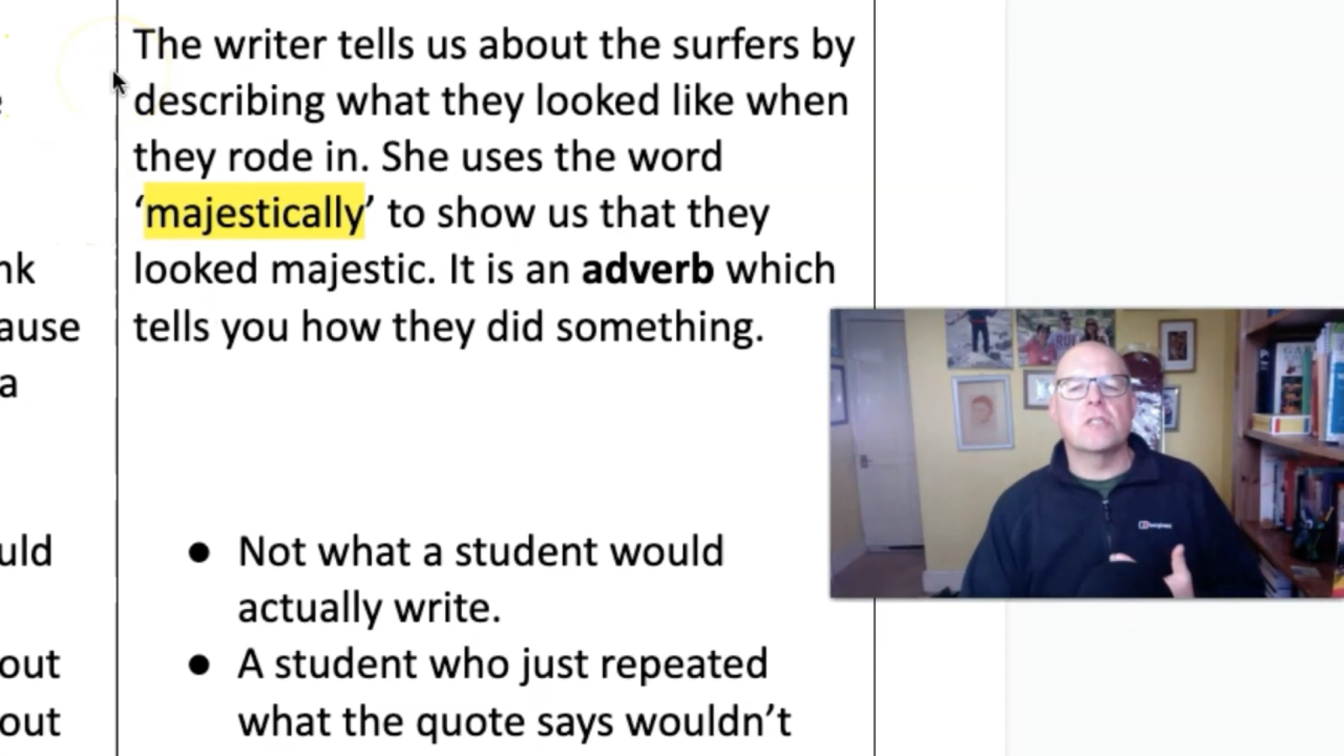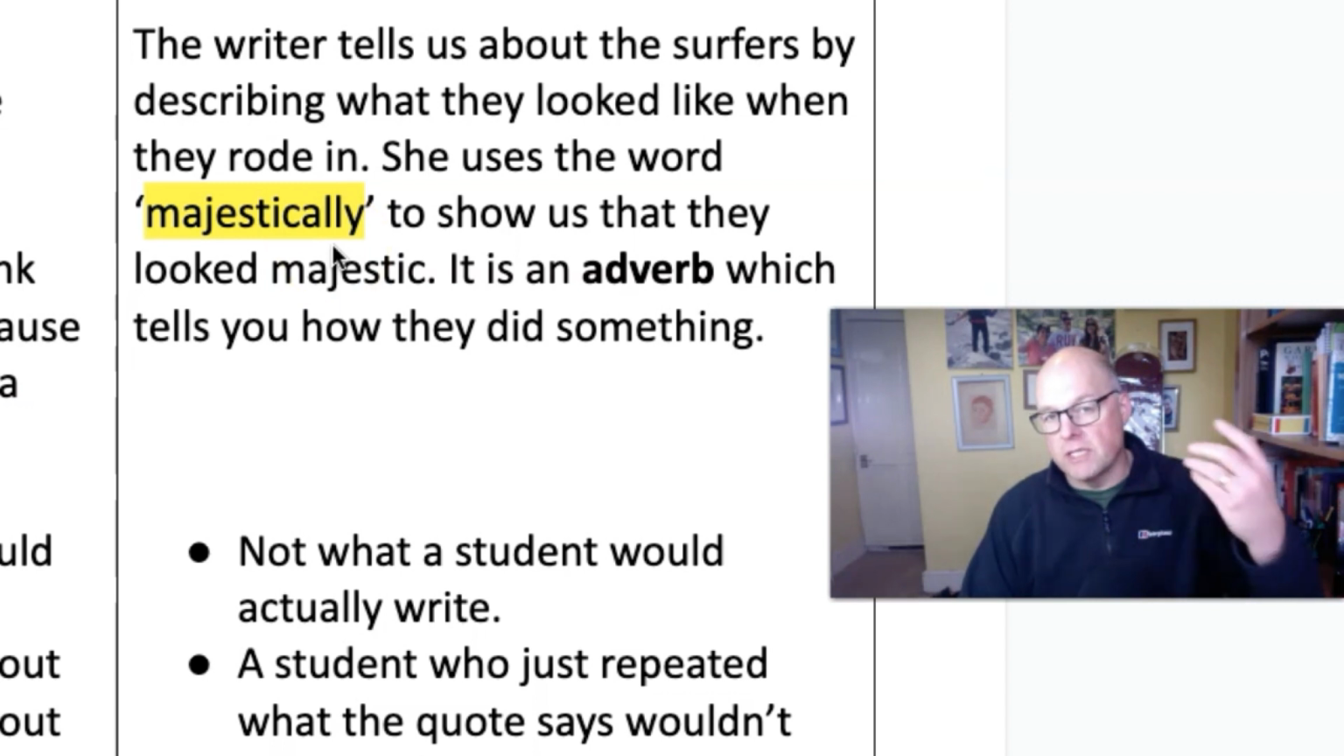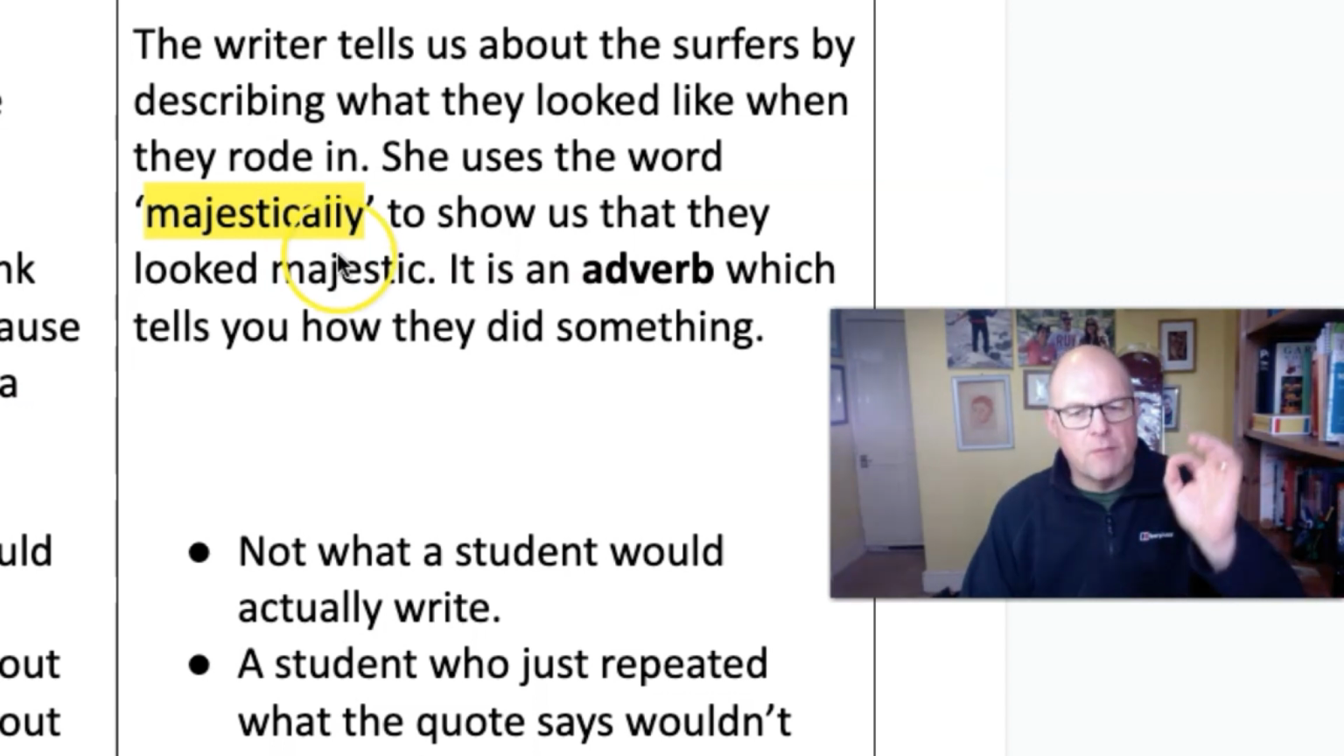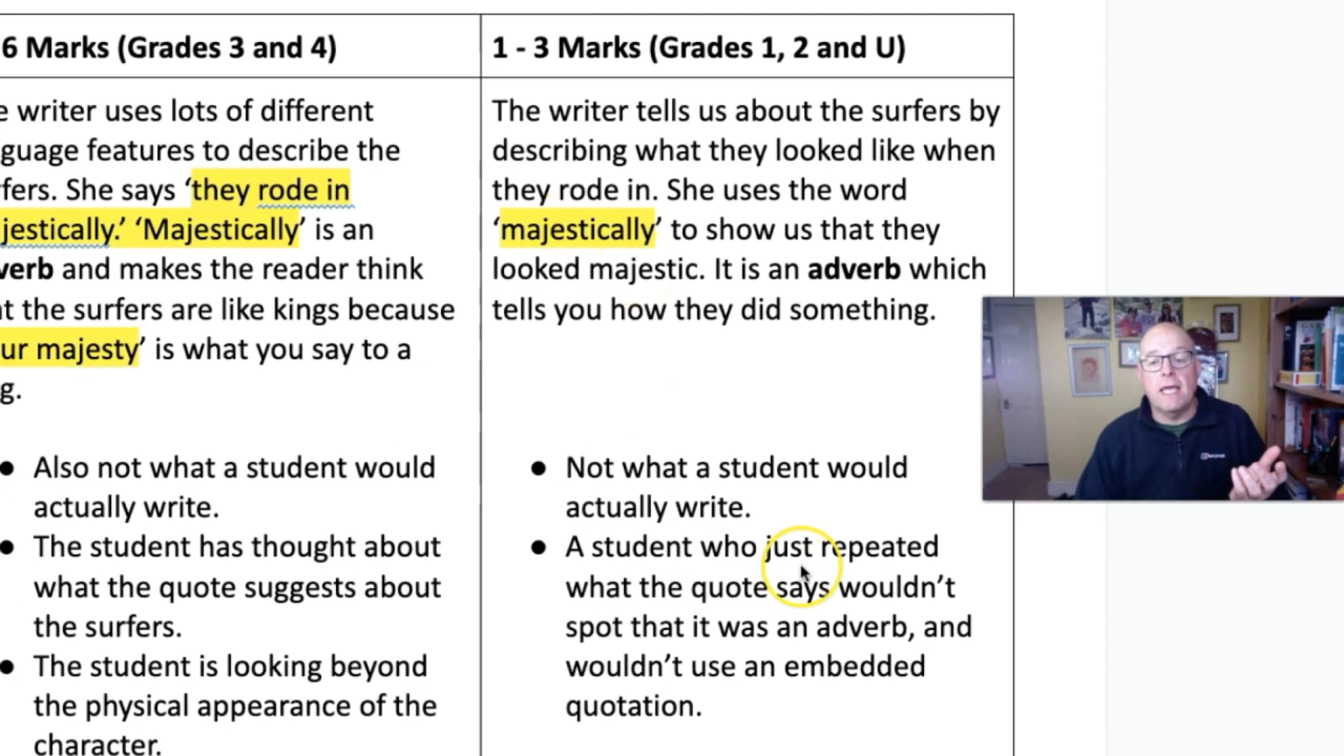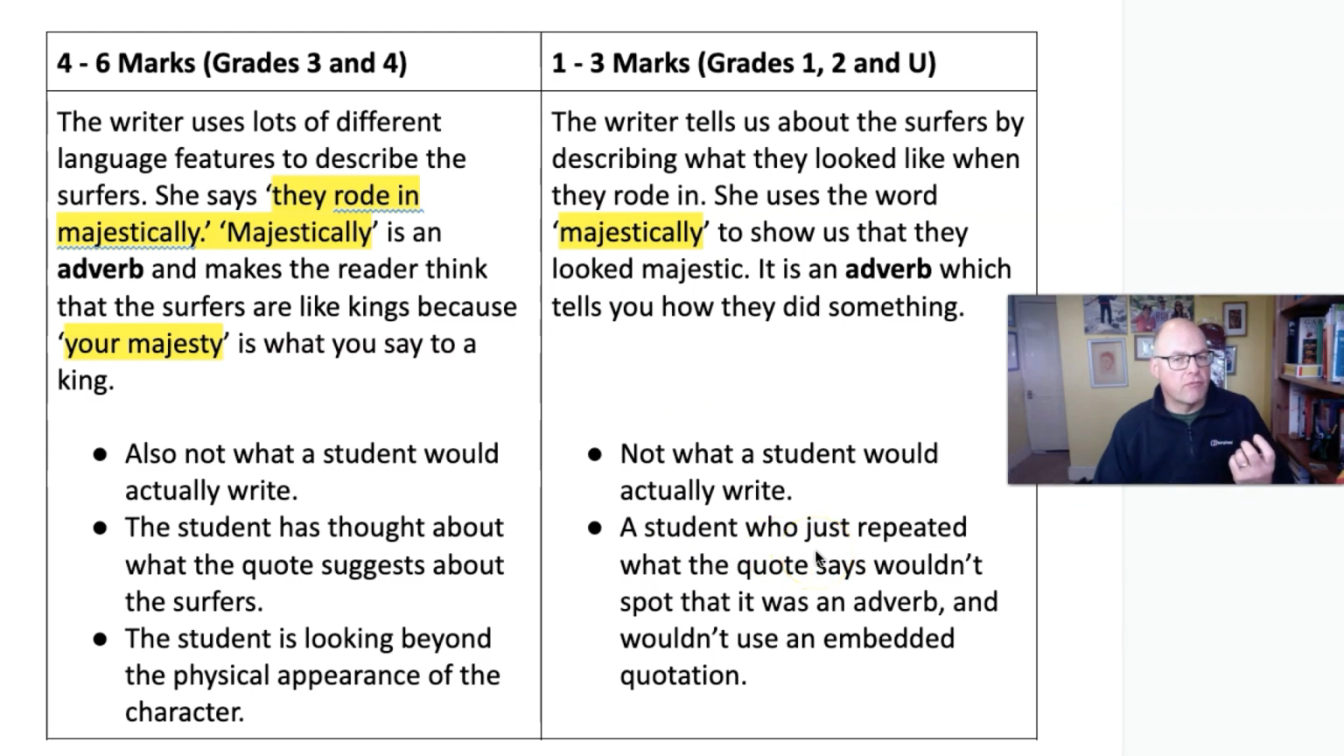The writer tells us about the surfers by describing what they looked like when they rowed in. She uses the word majestically to show us that they looked majestic. So this is a fabulous embedded quotation, and that's a characteristic of students who are going to get high marks. However, this student has simply repeated what was already in the quotation. That's what I write here as my examiner's commentary for you.